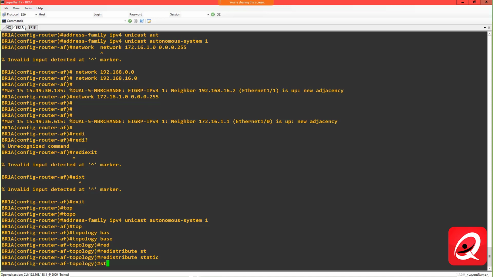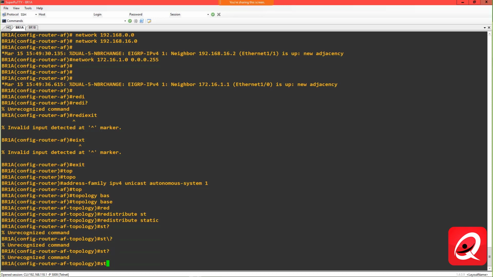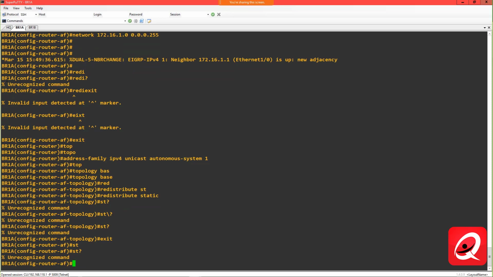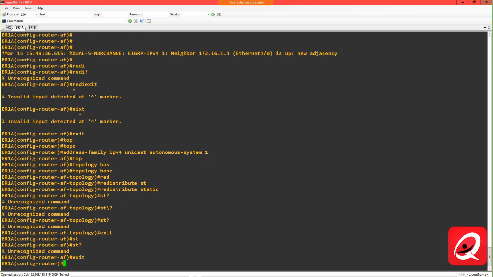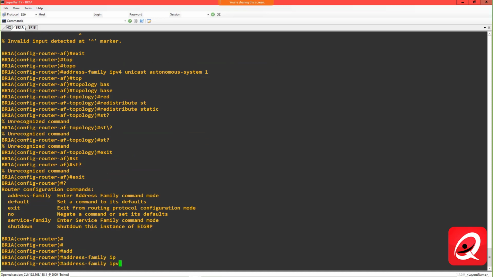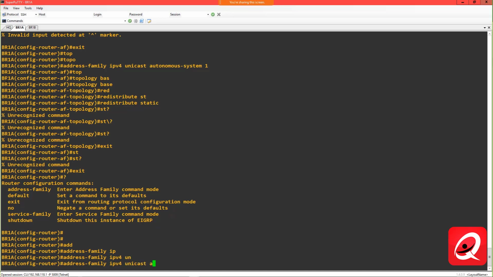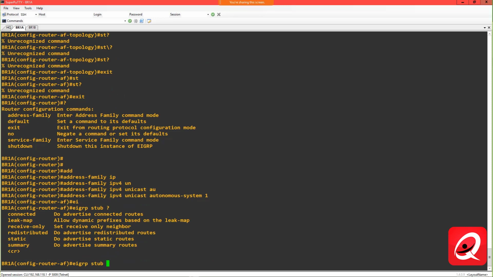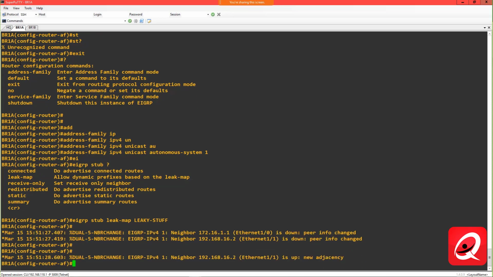All right. Now, if you look here, stub is not an option under topology base. Stub routing is a feature that is configured under the routing process, the address family routing process. So address family, IPv4, unicast, autonomous system number 1, EIGRP stub. So we have that option here. All right, I'm going to go ahead and do just a leak map, leaky stuff. All right, and we should see the neighbor adjacency reset.